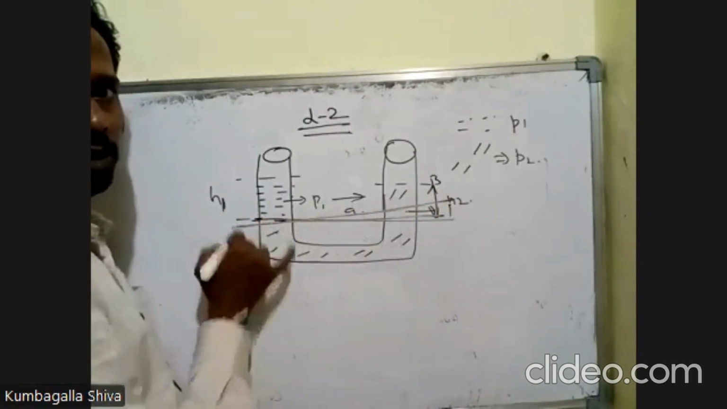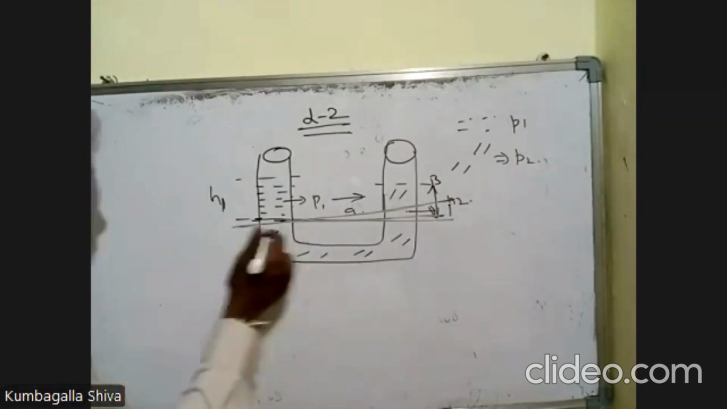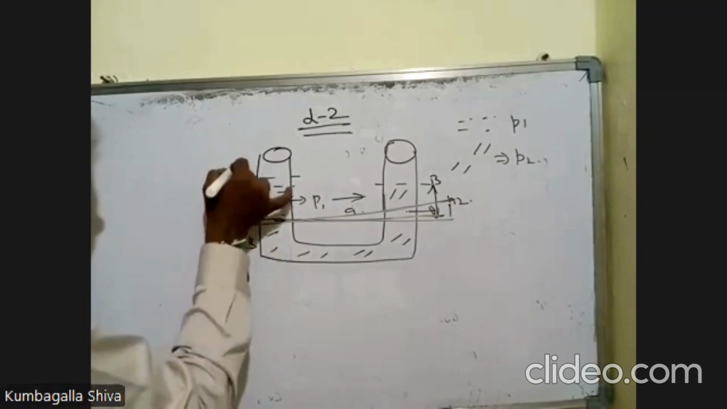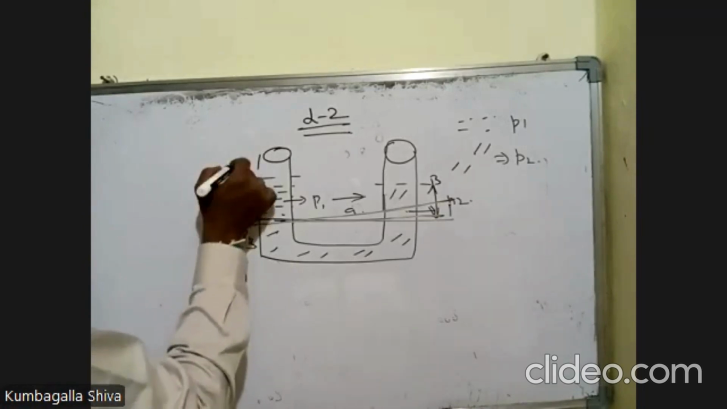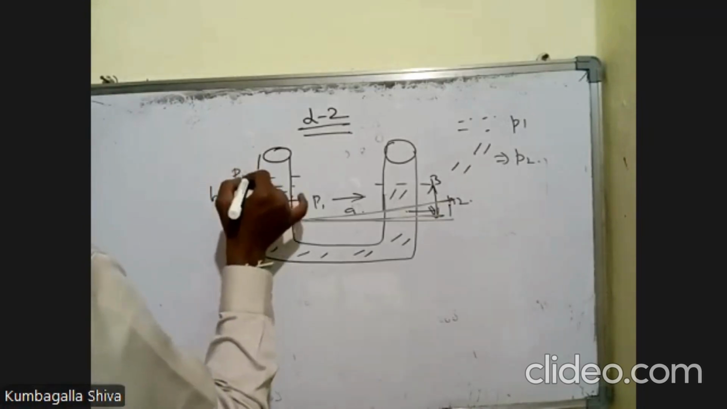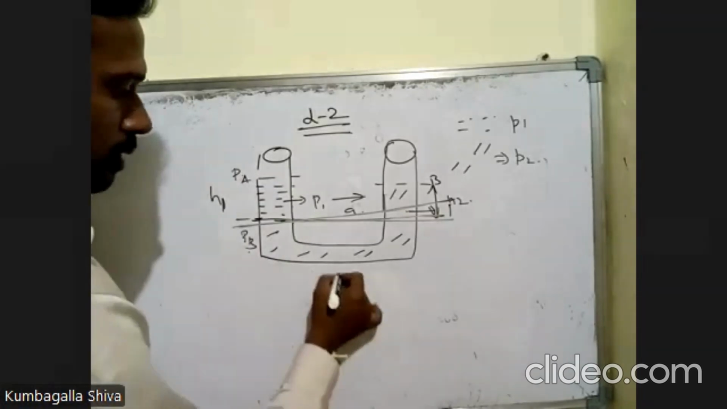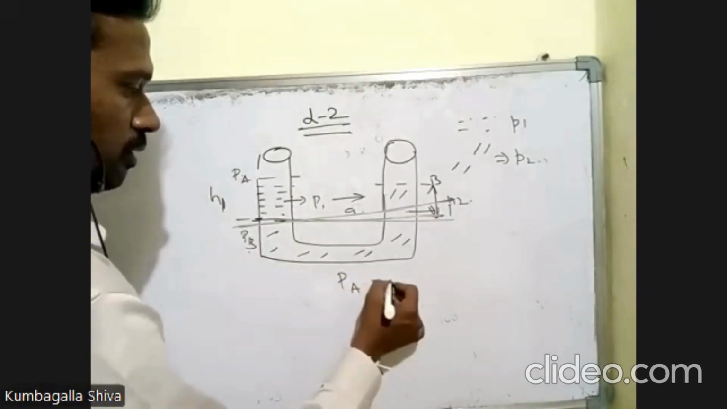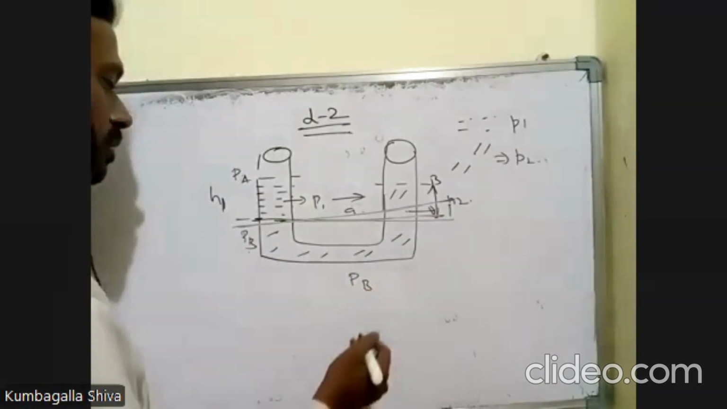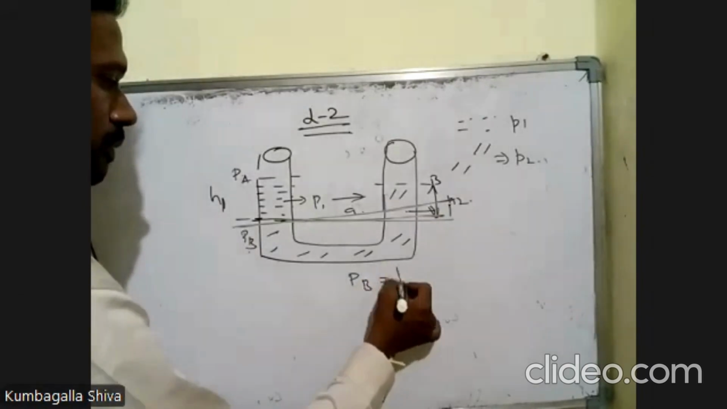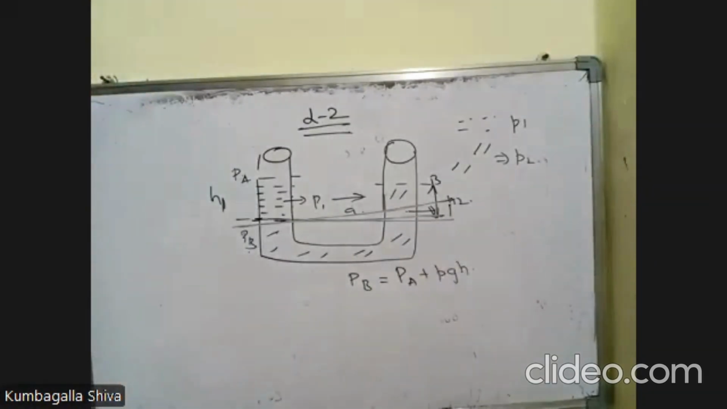This horizontal plane is showing you equal pressures. Am I right? Okay. Now what is here? This point is PA and this side is PB. How will you write? PB is equal to PA plus rho GH. This is the formula, no? You'll write it at this side.